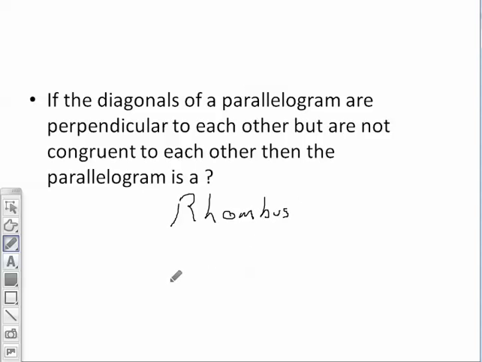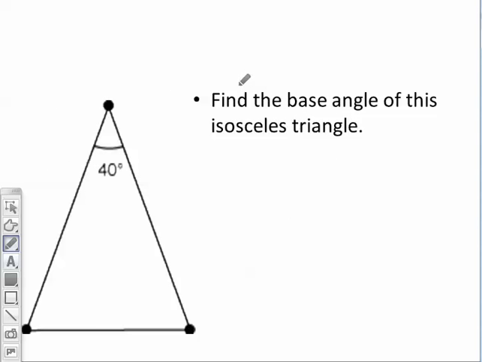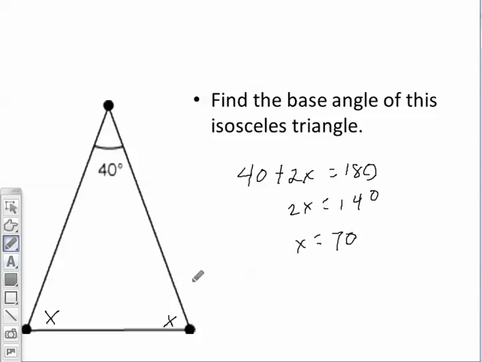These are all based upon the properties of quadrilaterals that we have been looking at. Okay? We're going back to an isosceles triangle here. It says find the base angle of this isosceles triangle. Well, we know these two angles are going to be equal to each other, right? And if we look at this, we can say that 40 plus 2x is equal to 180. And if I subtract the 40, I get 2x is equal to 140, and x is equal to 70. So we know that each of these angles down here are 70 degrees.